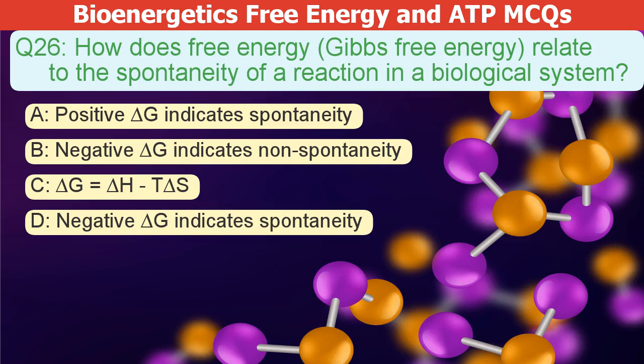A. A positive delta G means the reaction is spontaneous. B. A negative delta G means the reaction is not spontaneous. C. Delta G equals delta H minus T delta S. D. A negative delta G means the reaction is spontaneous.